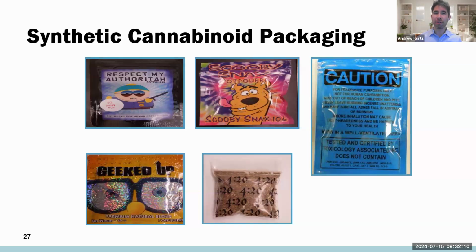This packaging also clearly appeals to potentially younger individuals. These are colorful packages that have cartoon characters on them. These are packets that were seized by the DEA. They are published on the DEA website to help individuals stay up to date on what substances are available. You see some of these compounds marketed as potpourri.